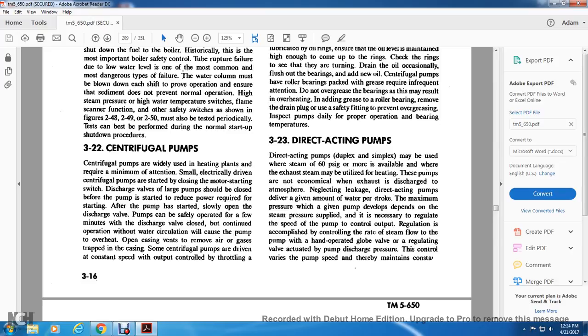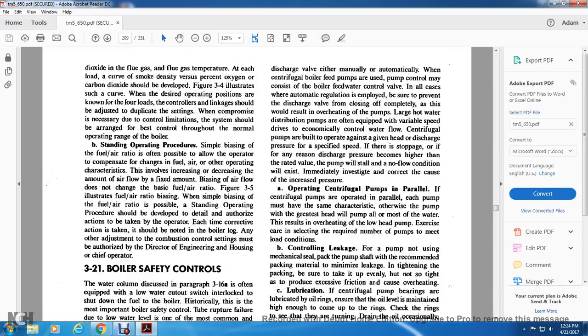Some centrifugal pumps are often driven at constant speed with output controlled by a throttled discharge valve, either manually or automatically. When centrifugal boiler feed pumps are used, the pump control may consist of the boiler feed water control valve. In all cases, when automatic regulation is employed, be sure to prevent the discharge valve from closing off completely, as this would result in overheating of the pumps.